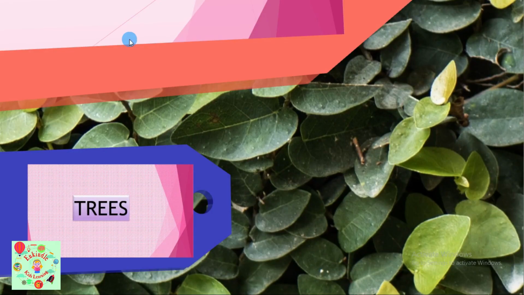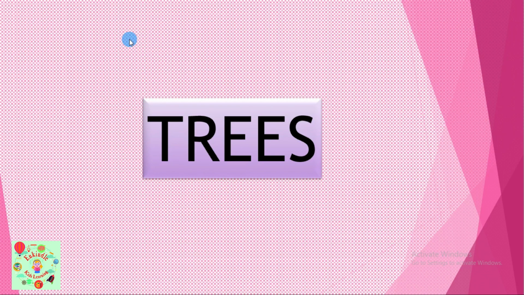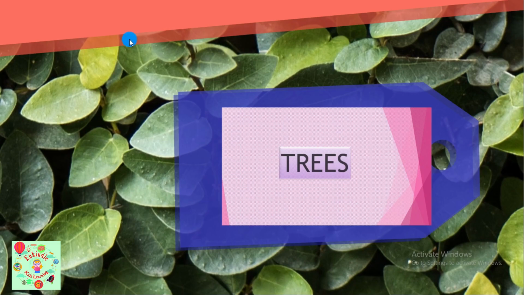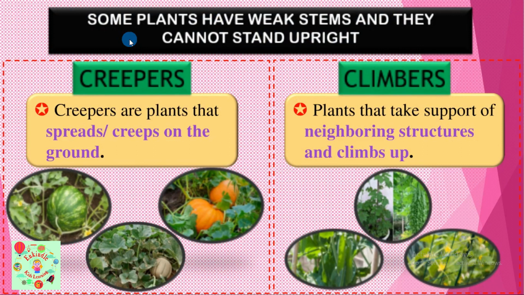And then comes the trees. Trees are the biggest among all. They have very thick woody stem called trunk, and the branches mainly appear on the topmost part of the plant away from the ground. Not only that, there are again two more kinds of plants. Those are creepers and climbers. What are creepers? Creepers are the plants that spread on the ground, whereas climbers are the plants that climb with the support of their neighboring structures like maybe a wall or fence, etc.